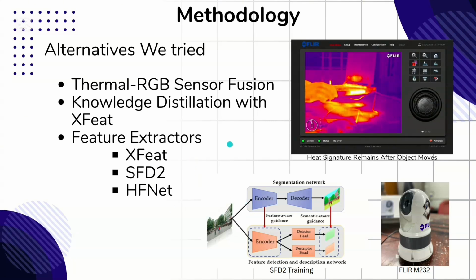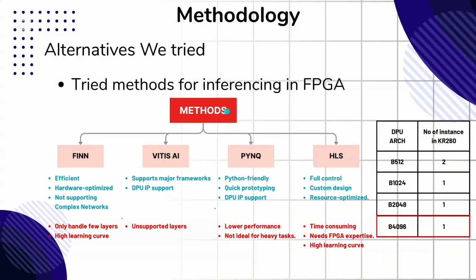This is the next part. These are the alternatives we considered when deploying the deep learning module, the DNN architecture, on our FPGA. Vitis AI is what we are using, and HLS is another viable option, but we stuck with Vitis AI because of the DPU IP support it gives. The others were not as performant, and some took much more time to develop.